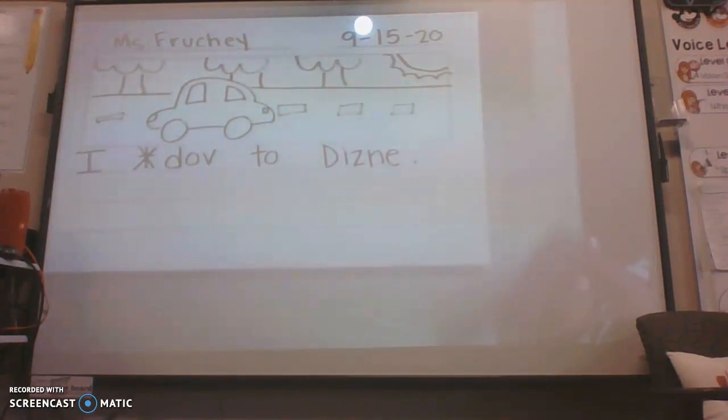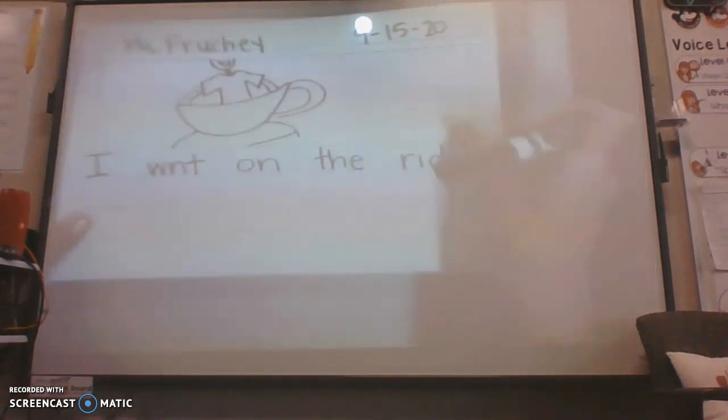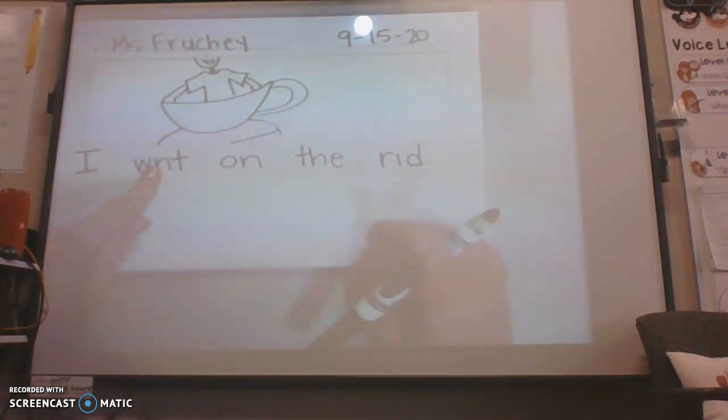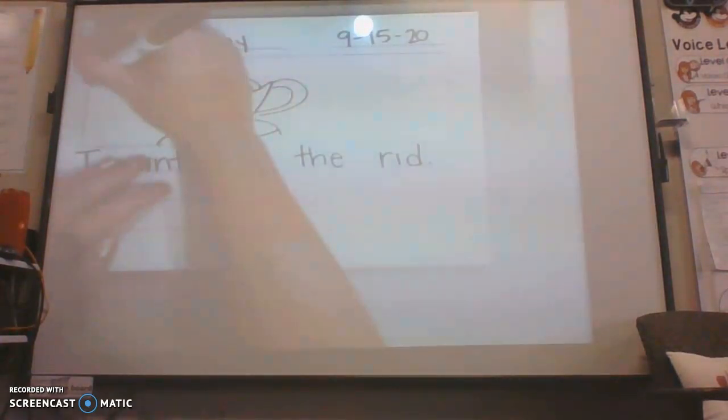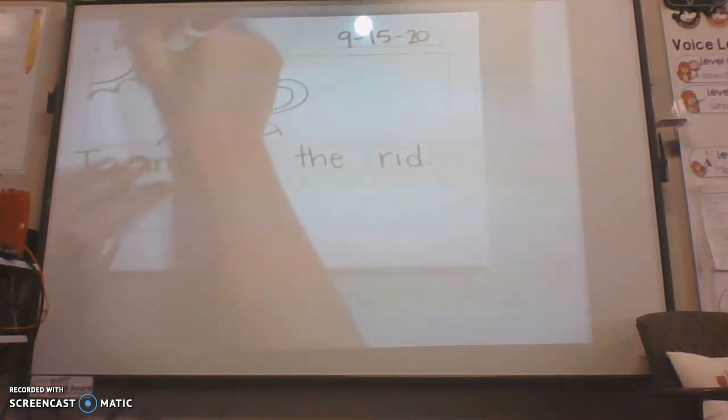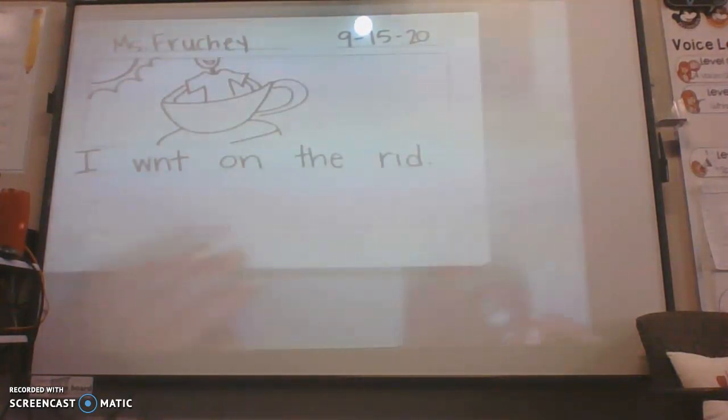You know what? I should add a setting to all of my pages. Let me find my other page. Ooh, this is when I went on the ride, the teacups, while I was at Disney. I'm going to go ahead and add the setting to this page now. Remember, the setting is where and when the story took place. So this is during the day. I'm going to add a sun because that tells me that it's during the day and it's not at night.